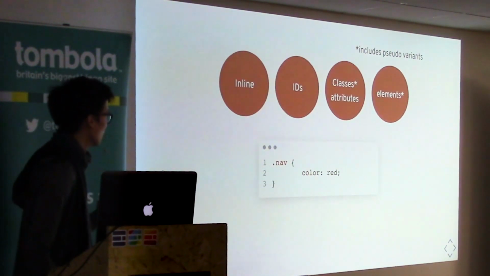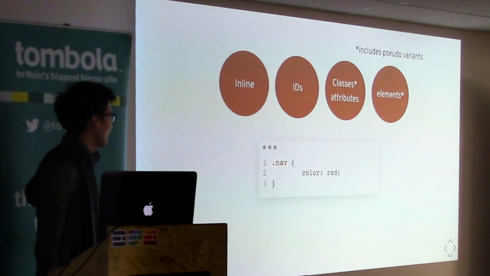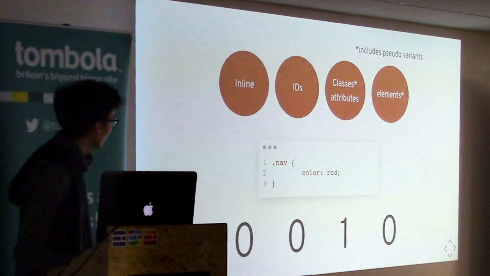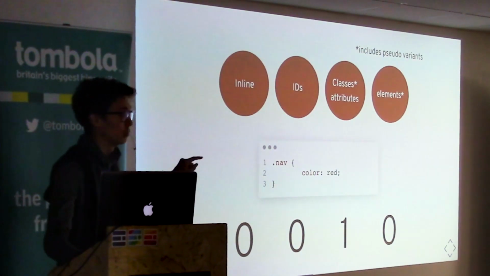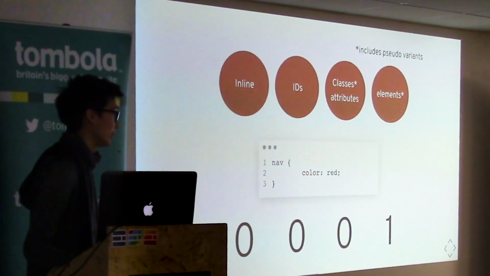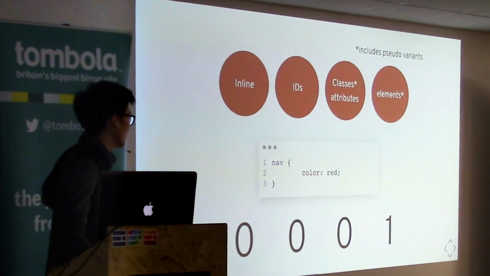So, in this example, .nav, we could see that it's a class, so it will be the third most important. And we can denote it like this. So we've got 0, 0, 1, 0, because it's one of the classes, so we'll stick a 1 in that column. Similarly, we'll do the same thing for elements.